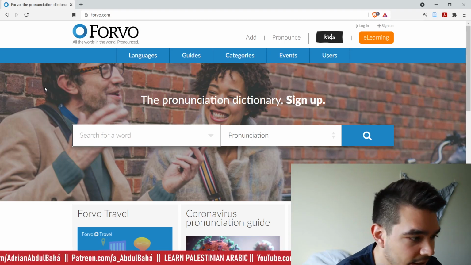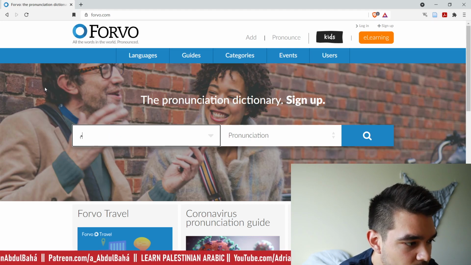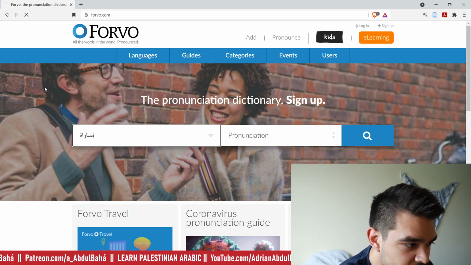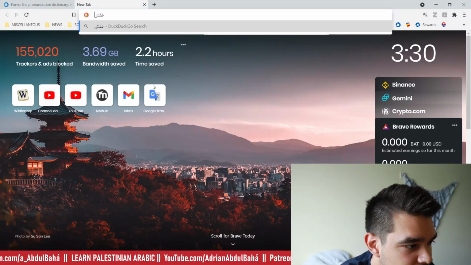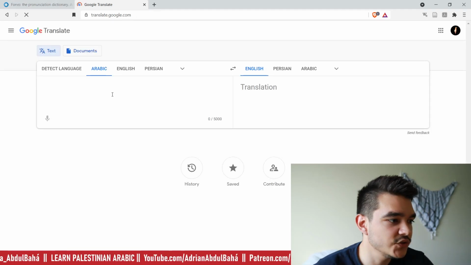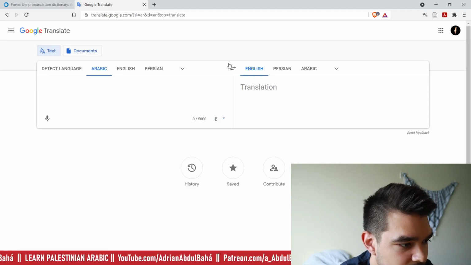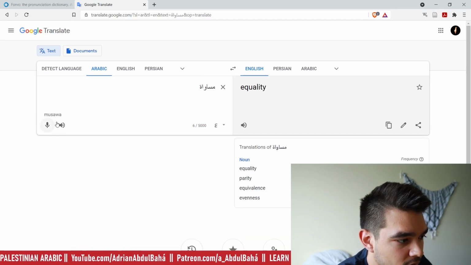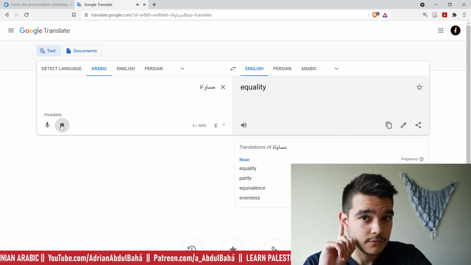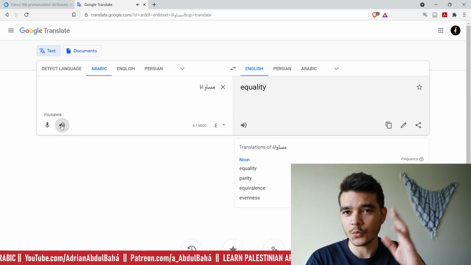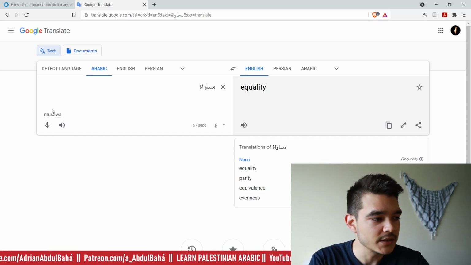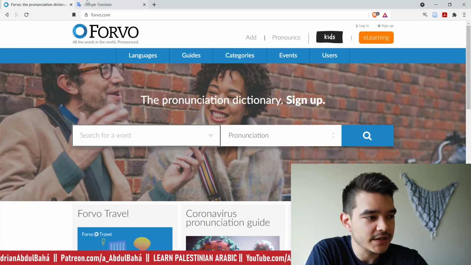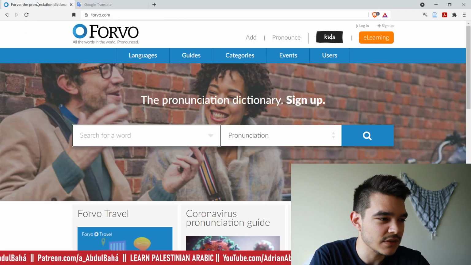So let's, again, use our example of musawa. If we actually try to use Google Translate and write musawa, we have her pronounce it. Musawatun. It's like a robot, right? This is obviously a very Fusha kind of pronunciation, but that's fine. But that was very robotic, very not natural sounding in a way.